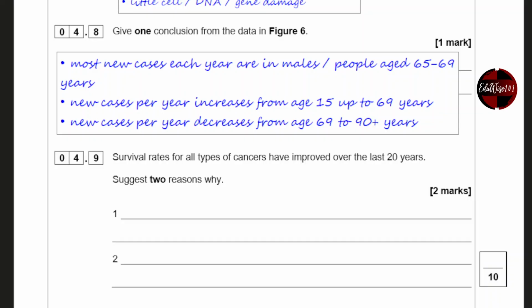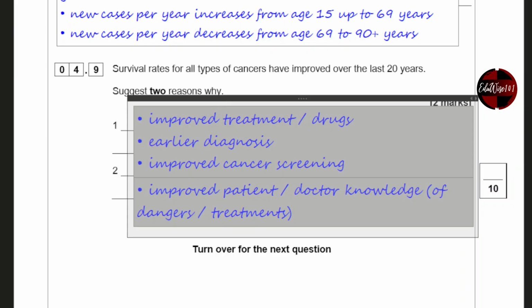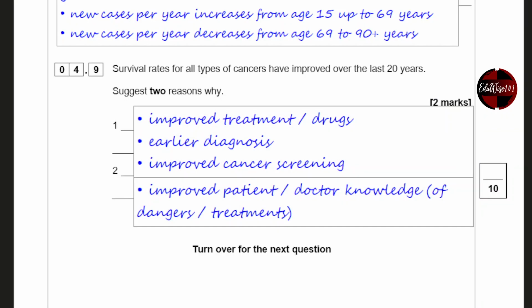Survival rates for all types of cancers have improved over the last 20 years. Suggest 2 reasons why. Why are more people surviving cancer now than they were in 2000 or in the 1980s? Mainly because there's better drugs, better treatment. So any of this: improved treatment or drugs, earlier diagnosis, we can check for cancer better.